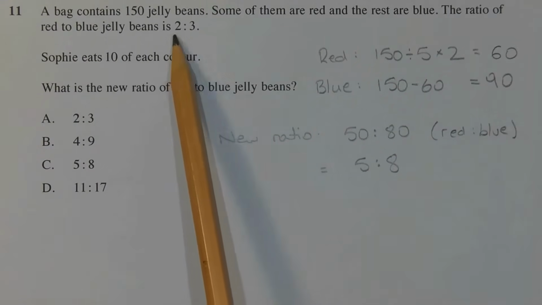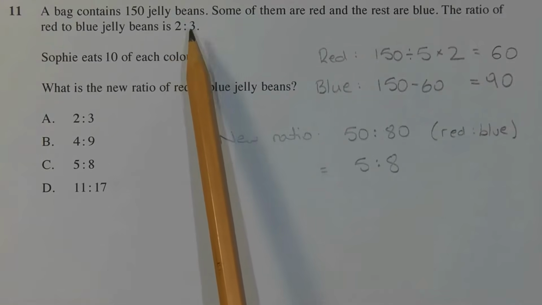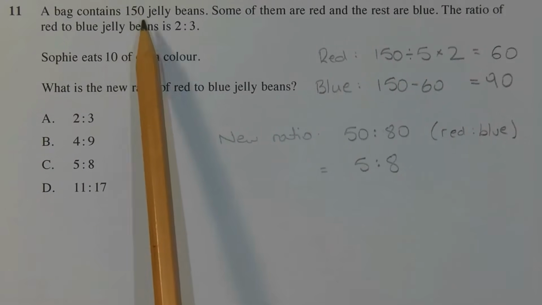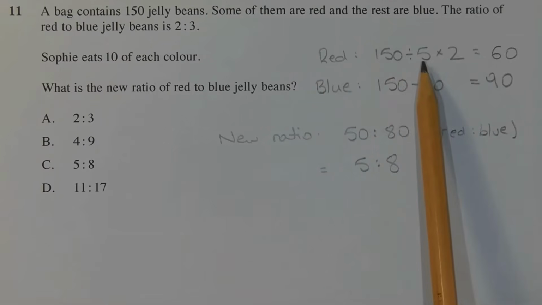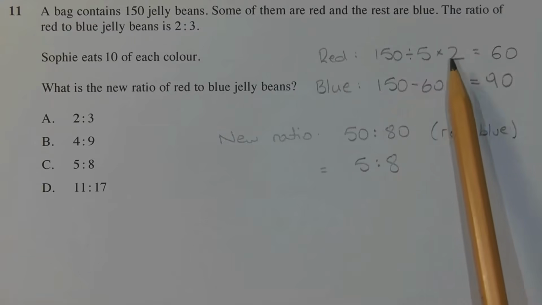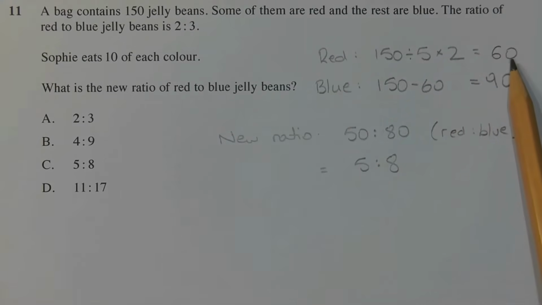So if we look at the terms of the ratio, we have a 2 and a 3. If we add those two together, we get 5 parts. So to find the value of 1 part, we take 150 jelly beans and divide it by 5. So that's applying the unitary method. And we know that 2 of those parts or shares are red jelly beans. So 150 divided by 5 times 2 gives us 60. So there are 60 red jelly beans in the jar.